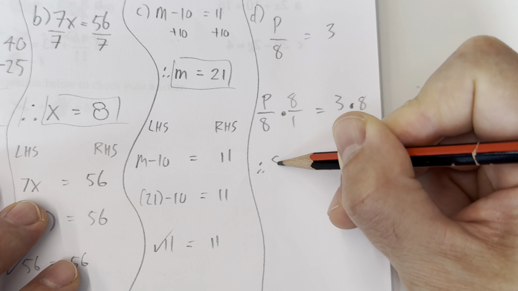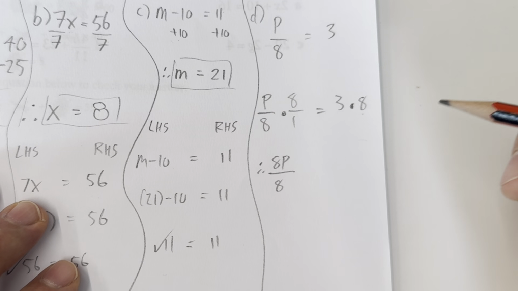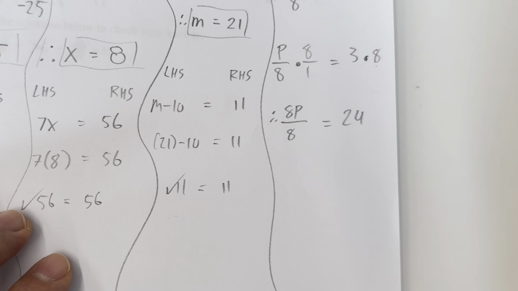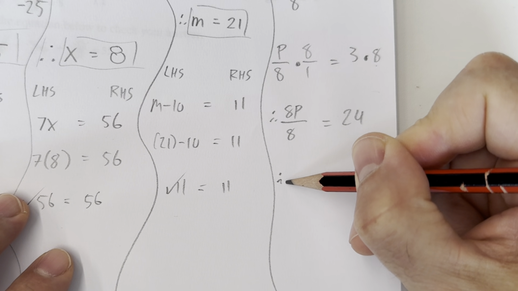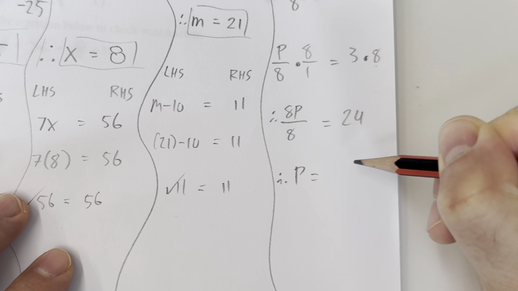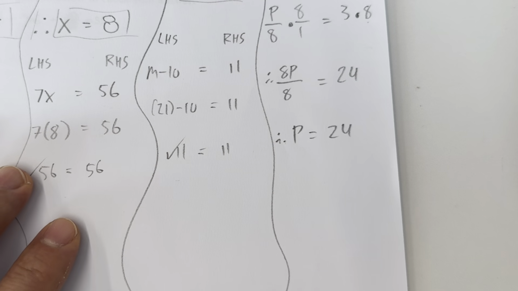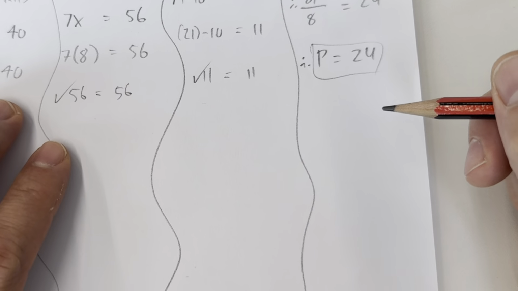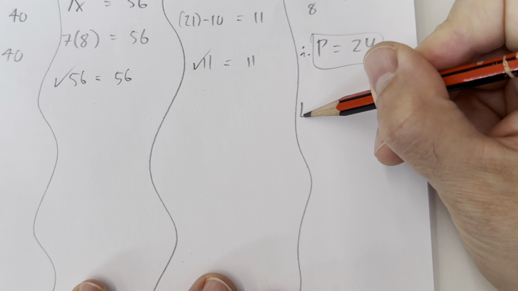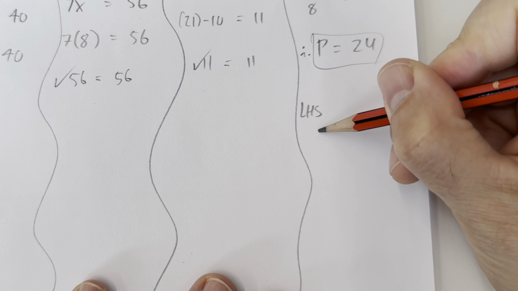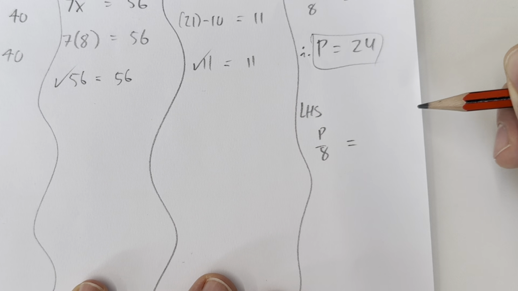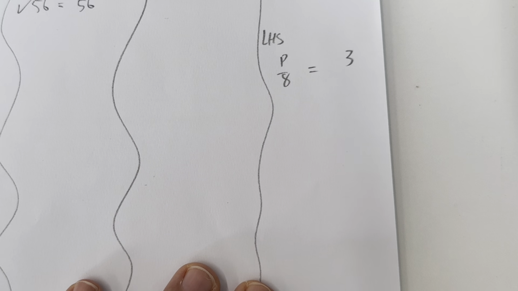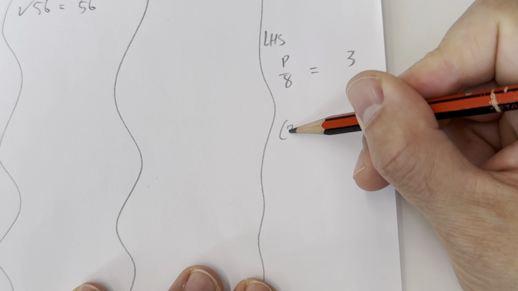So when these combine, you're going to actually get something like this. Let's just show the work. We have 8p now over 8 equals 24. Well, 8 divided by 8 is 1. So that just becomes a 1. So we get 1p is 24. And there we go. Okay. So we're saying p is 24. Let's go check. My left-hand side was p over 8. My right-hand side was 3. I said I can substitute in 24.